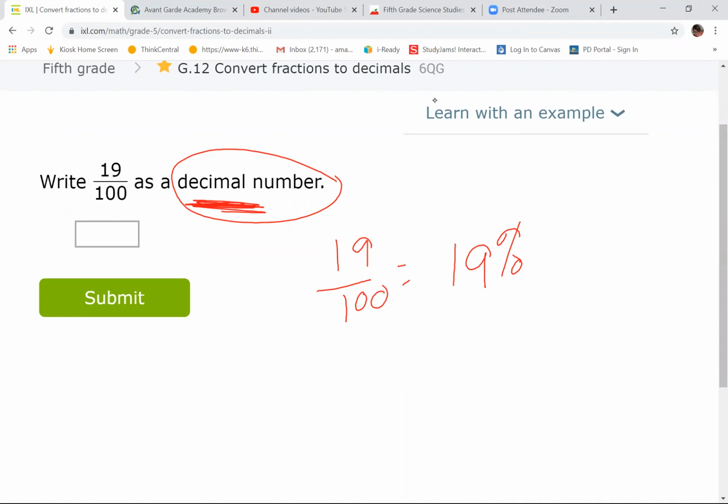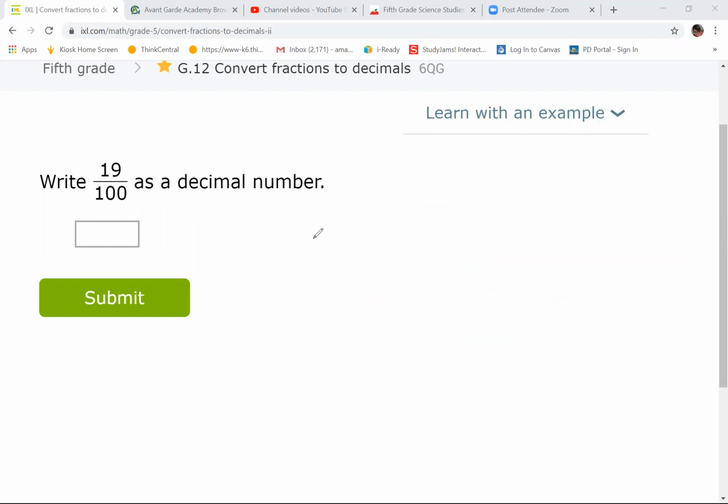It says as a decimal number. We need to do it as a decimal number. Okay, so we're converting it to a decimal number, so it's going to be 0.19, right? 0.19. So yes, we know it's 19%, but it's also going to be 0.19 as a decimal number. So you know what? That was my mistake. I made another mistake. Let me go back.